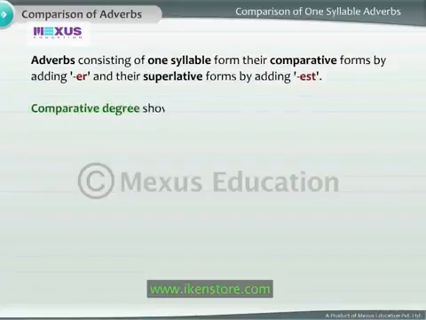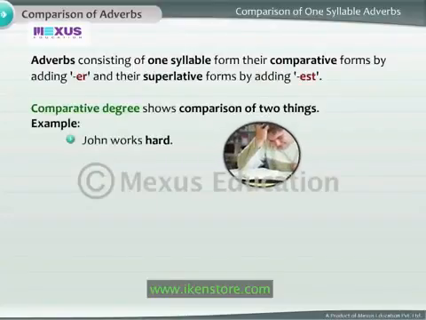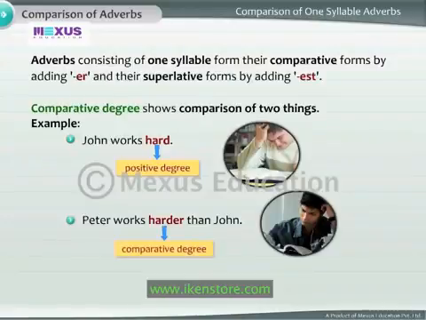Comparative degree shows comparison of 2 things. Consider the following example. John works hard. In this sentence, the word hard is the positive degree of adverb. Peter works harder than John. In this sentence, the word harder is the comparative degree of adverb.